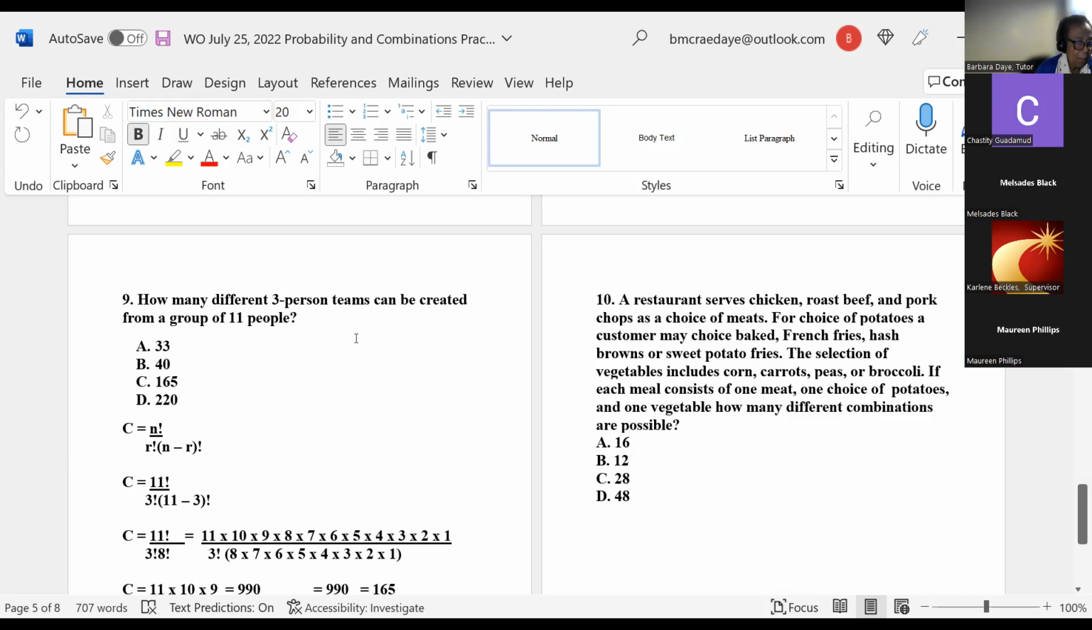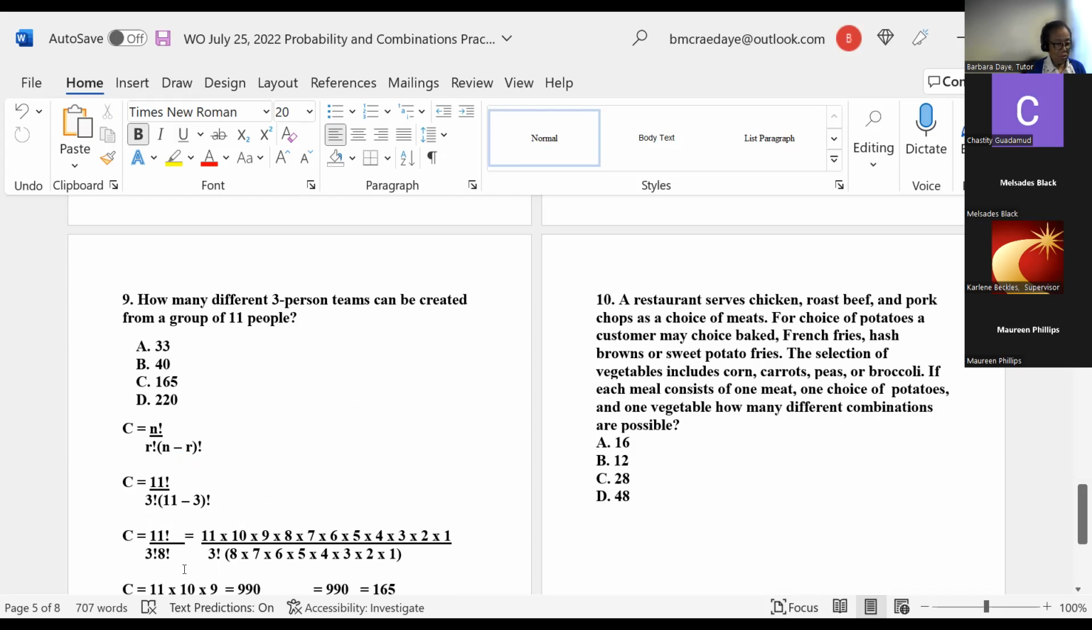So the formula is what showed me that I should subtract 3 from 11. Because the formula says subtract the number of teams, we're calling that r, 3, from the total, which is 11 people. That's the n. And then the next step is the factorial. And when I put the 11 factorial over the 8 factorial, I expanded, but you didn't have to, because you just take out the 8 factorial in the numerator, cancel it out, and you're left with 11, 10, 9, right?